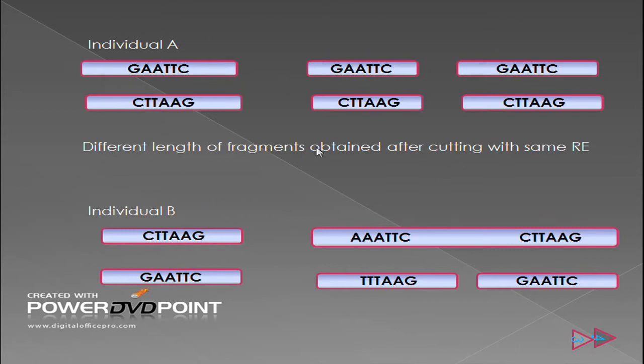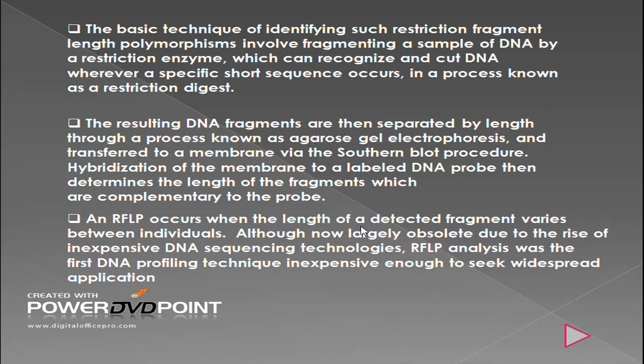Here the DNA of both individual A and individual B is digested by the restriction enzyme, and you can see the different fragments that have been obtained. Here this fragment and here this fragment. So there is a difference in the fragment length. Although now largely obsolete due to the rise of inexpensive DNA sequencing technologies, RFLP analysis was the first DNA profiling technique inexpensive enough to see widespread application.